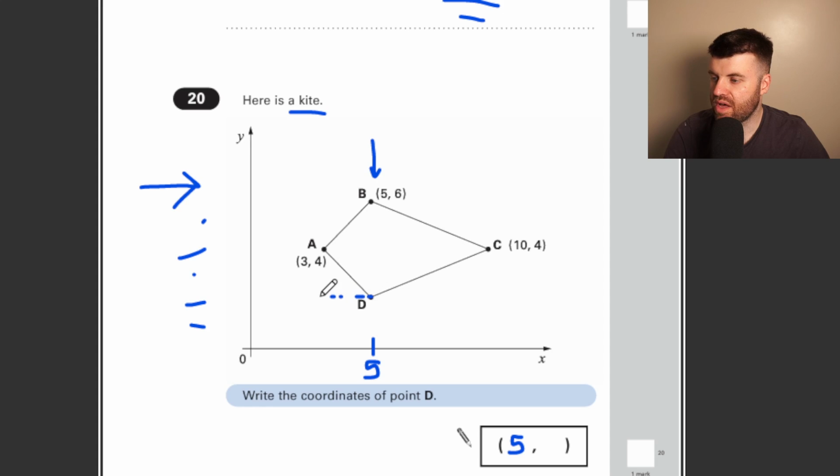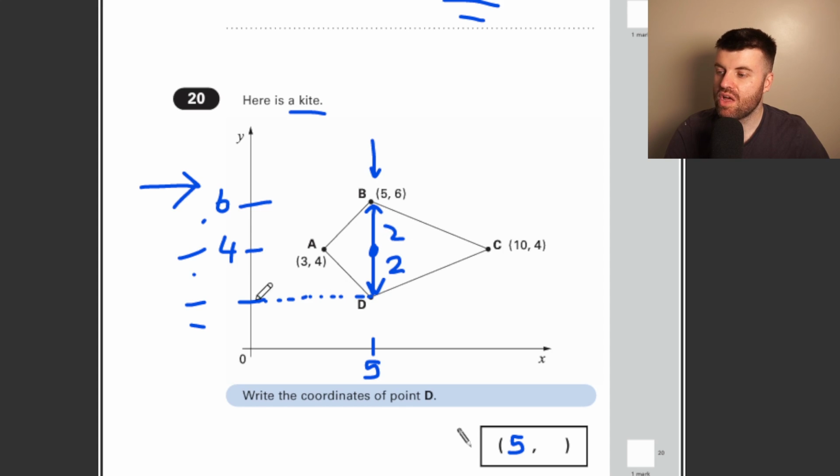Now, what would the y coordinate be? What's this number here? Well, let's label what we know. B is 5 across, 6 up. So that means that we are 6 up for B. A is 3 across, 4 up, which means we're 4 up for A. And the cool thing about a kite is the difference between the middle point A up to B is the same as the middle point A down to D. So if that's a jump of 2, this must be a jump of 2. What's 2 less than 4? It's just 2. So to get to D, we go 5 across and we go 2 up.